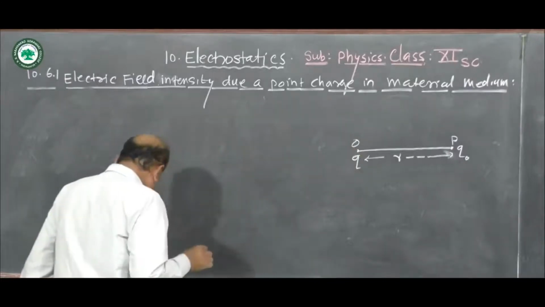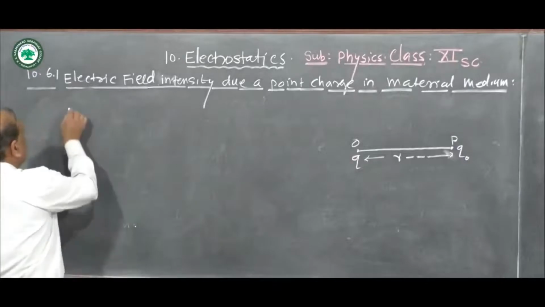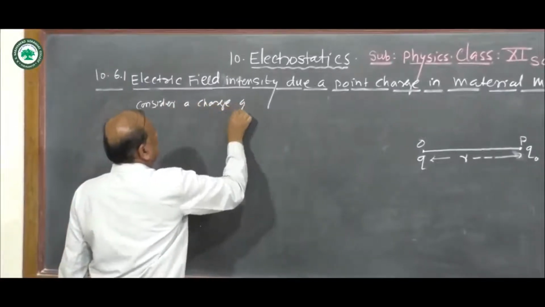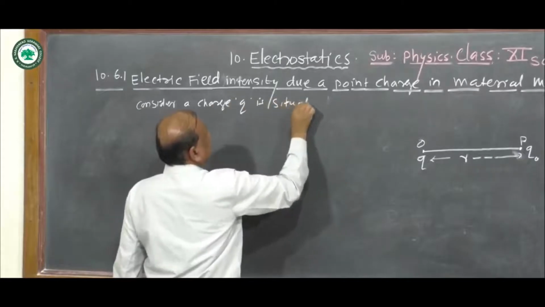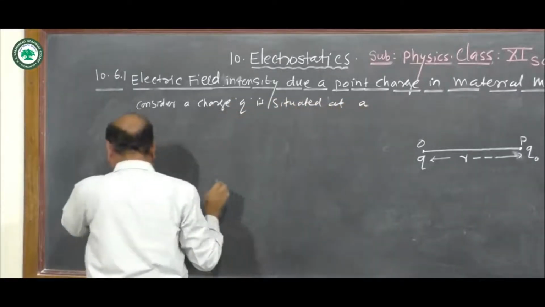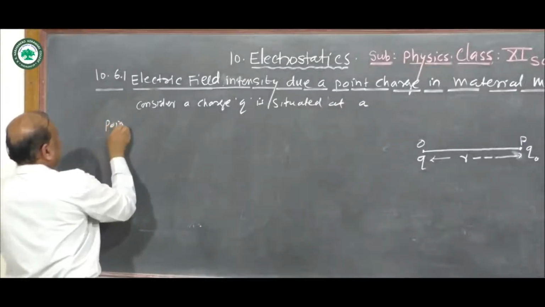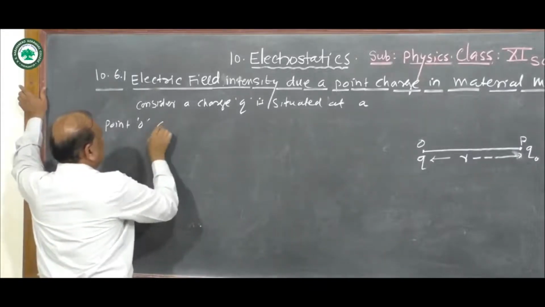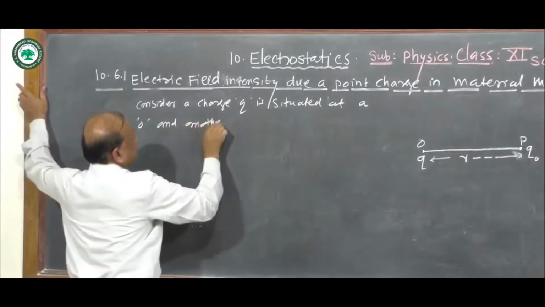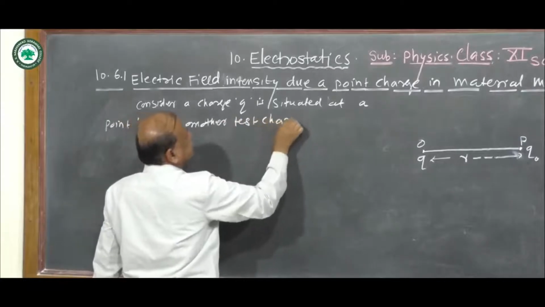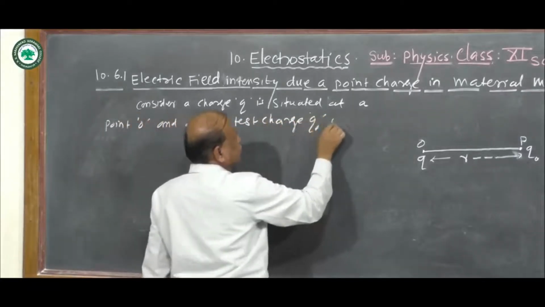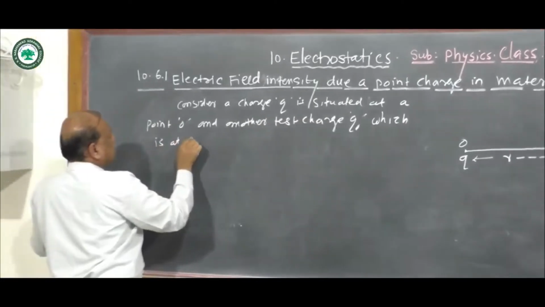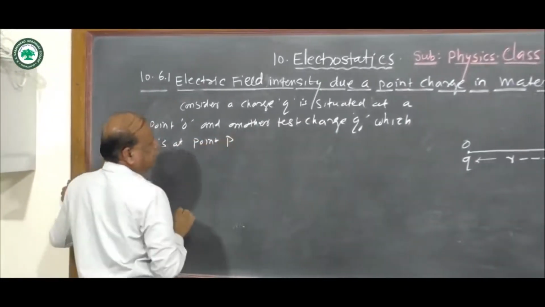Now we can explain this figure here. Consider a charge Q situated at point O, and another test charge Q0 which is at point P.